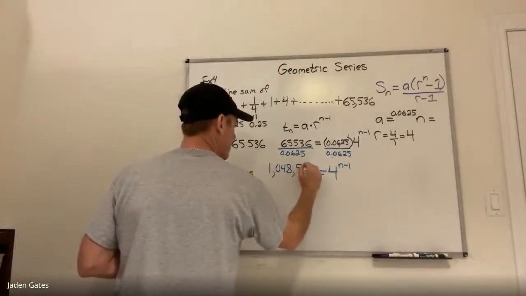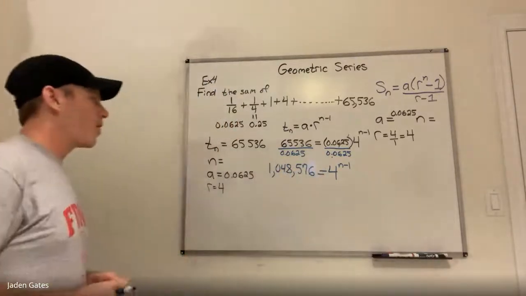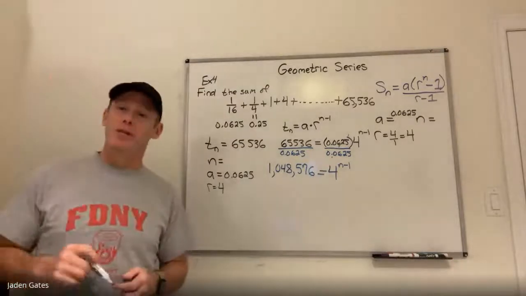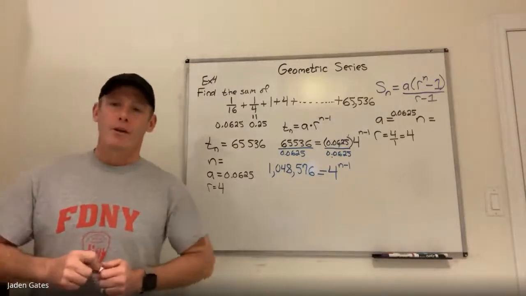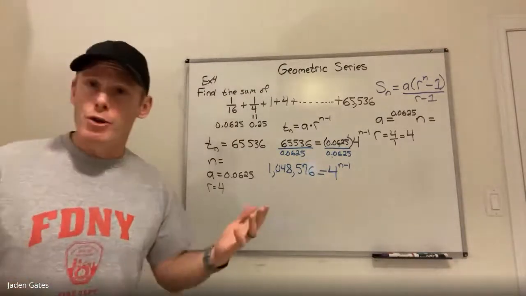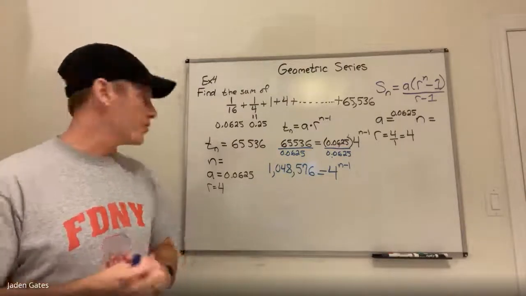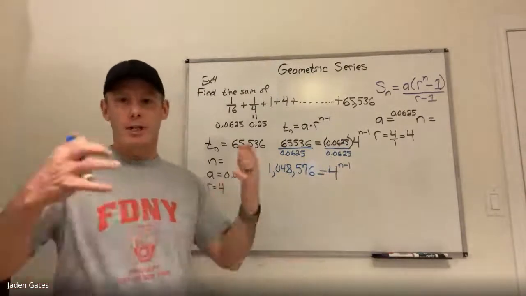48,576. All right, now there's a couple of ways to do this. Again, we're solving for an exponent. Now, if you're really stuck, you can use logs. We do that in exponential equations. Solving for an exponent, you can take the log of both sides.